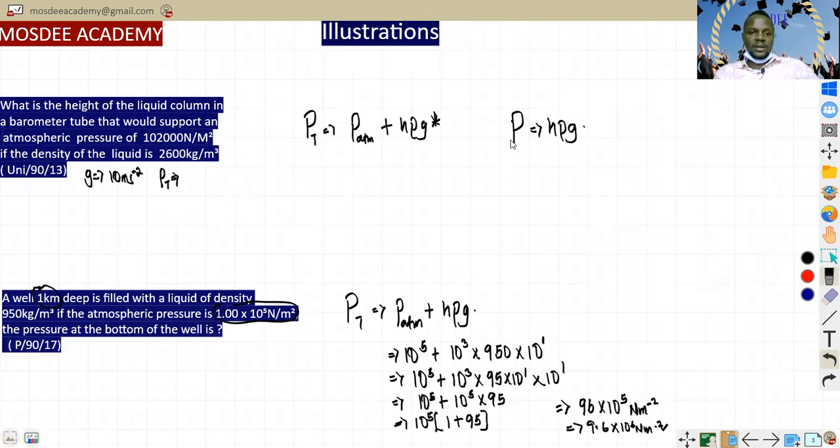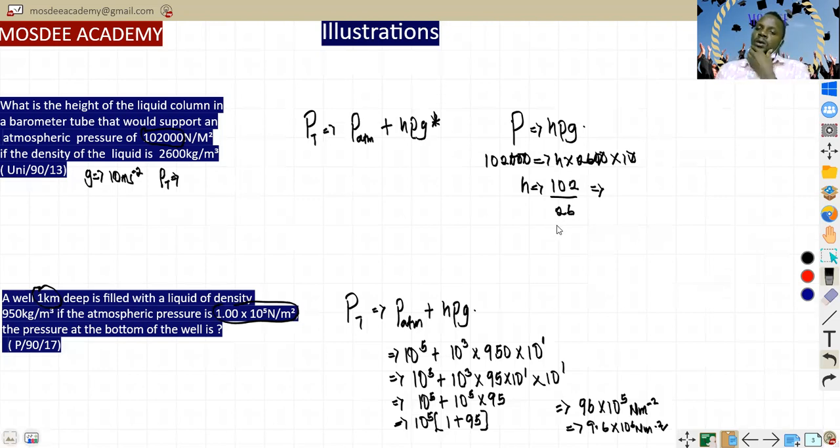So here we can say directly it's just substitution, which I believe every one of us can do. This is 102,123 according to the question. We are taking the height, which is unknown. The density was given to be 2600. We are multiplying that by 10. They can cancel directly. So making H the subject, we have H is 102 divided by 26. And I think that should be easy for us to do.